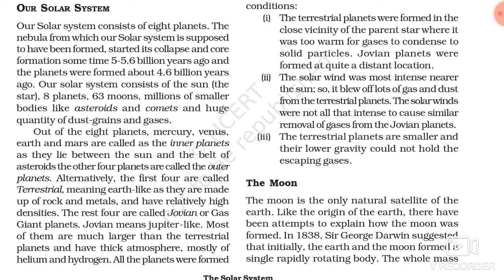And the third plausible explanation for these differences is the size of the terrestrial planets, which is very small, and due to this size, they have very low gravitational force, so they could not hold the gases, and the gases escaped into outer space. So today we have done our lesson.